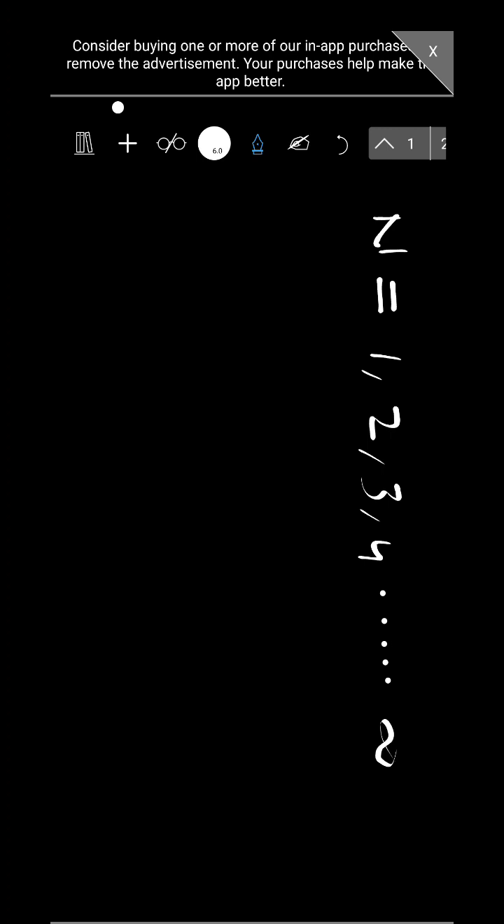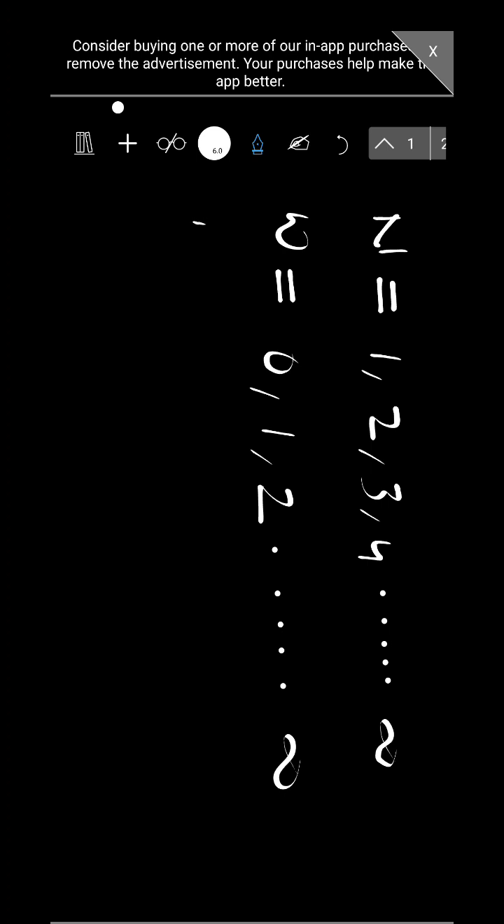Coming to the whole numbers, 0 is included with the countable numbers. We already know countable numbers are 1 to infinity. So what are the whole numbers? Including 0 with the countable numbers. Means 0 with countable numbers is called whole numbers. Means 0, 1, 2, and so on to infinity. This is whole numbers.